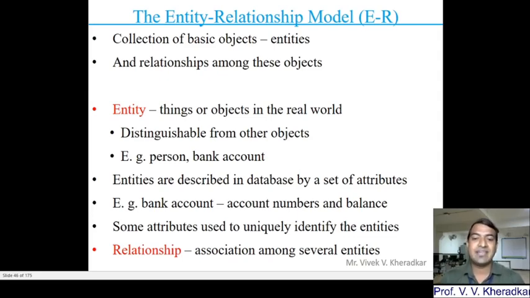Some attributes of an entity may be used to identify entities uniquely among the set. And relationships are nothing but associations. As you know, many different entities are available, and they are related to each other. The association among those entities is represented by a relationship. Such a collection of entities and their relationships is represented by the entity relationship model. In detail, in the next lecture we'll go through the entity relationship model. Thank you for watching the video.